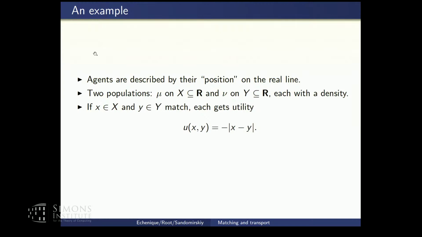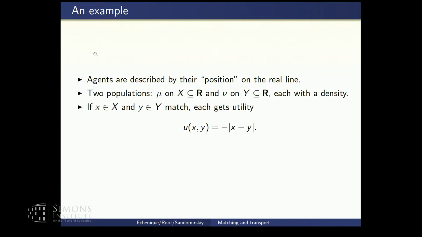Okay, so let me show you another example to convince you that this is indeed an interesting type of structure. In this example, I'm going to look at infinite matching markets. Imagine you have two populations of agents, and the two populations are described by a number on the real line. One of them will be represented by one measure mu on X, which is a subset of the real line, and another population is nu, and let's say they both have a density.